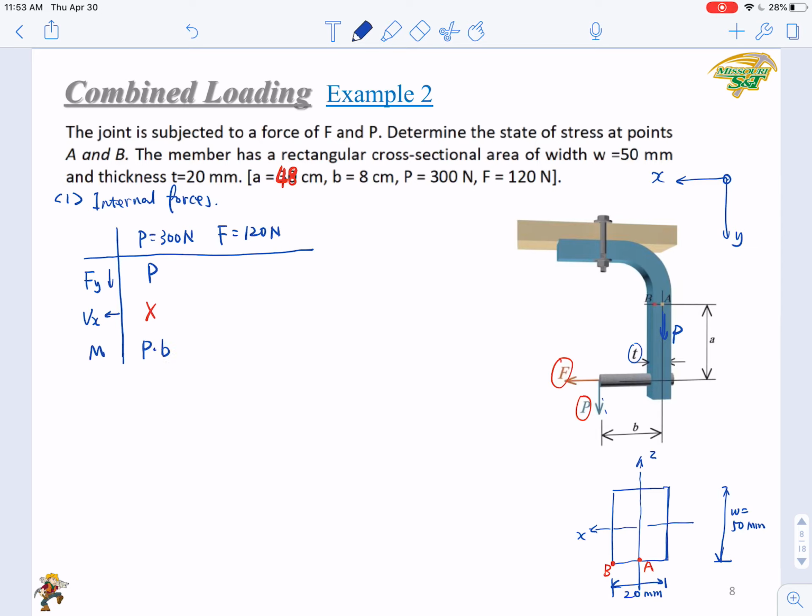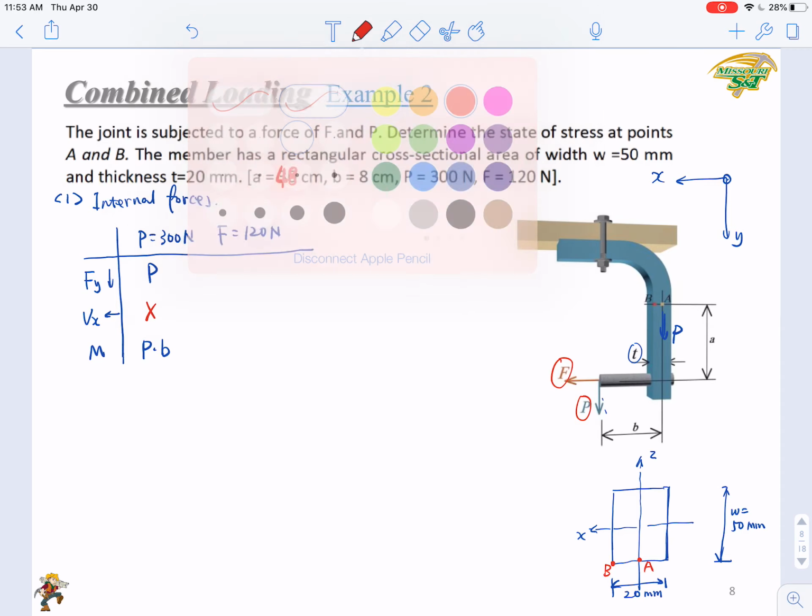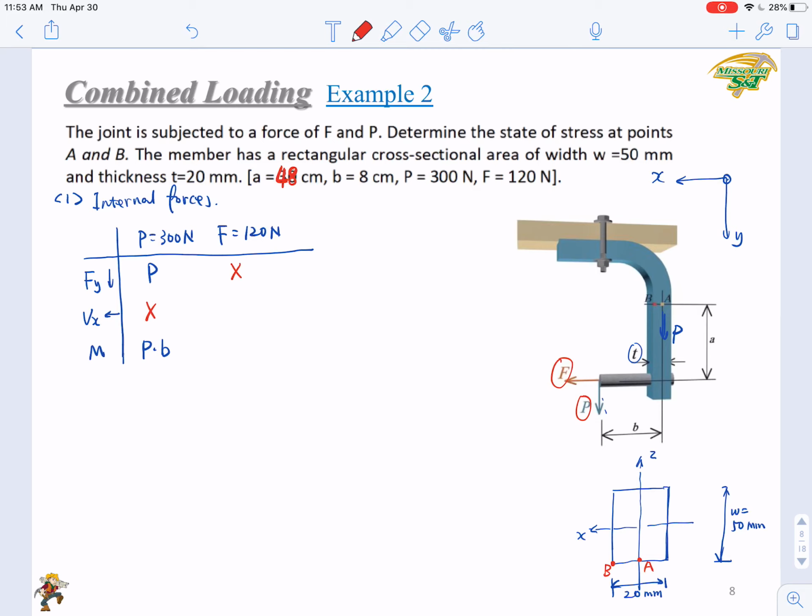Then let's look at F. Do you think F will generate any normal force? No, right? It's perpendicular to y, so here is no. Will it generate shear force on the cut section? Yes, right? It equals F. How about bending moment? The F is here. It has a distance to the cut section. That is A. That is the arm. So the magnitude will be F times A.